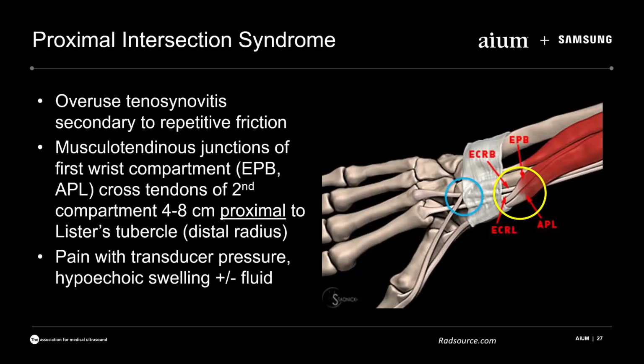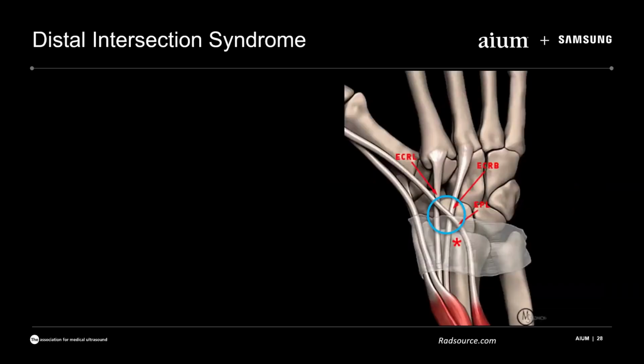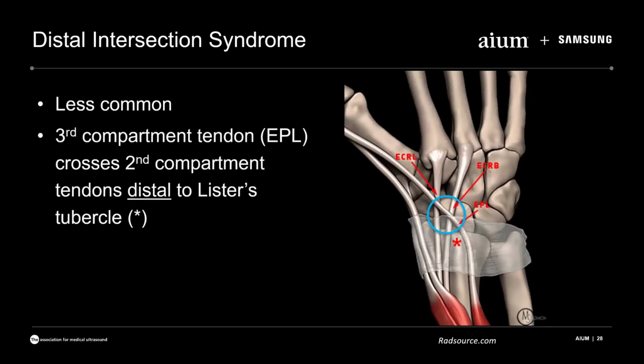Now notice that there's a second spot more distally where we also have a tendon crossing over the compartment 2 tendons. And so can you get distal intersection syndrome? Yes. So this is a more focused diagram showing the EPL, compartment 3, also crosses over compartment 2 more distally. So this is not as common as proximal intersection syndrome, but it can be associated with thumb pain. And one way to differentiate this is that it will be distal to Lister's tubercle, which is this area here.